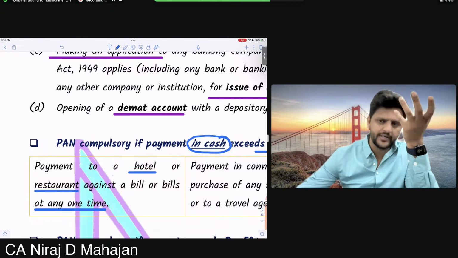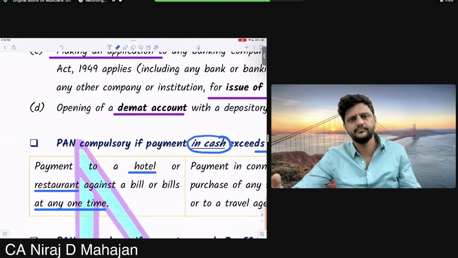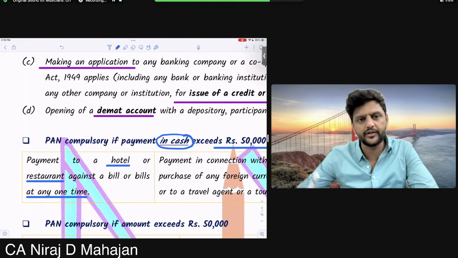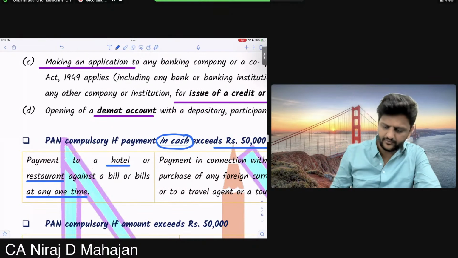Hai na? You went on a vacation or a trip or a party, whatever. Party also, bachcho. But you're paying in cash more than 50,000. Hotel people have to collect the PAN. Clear?